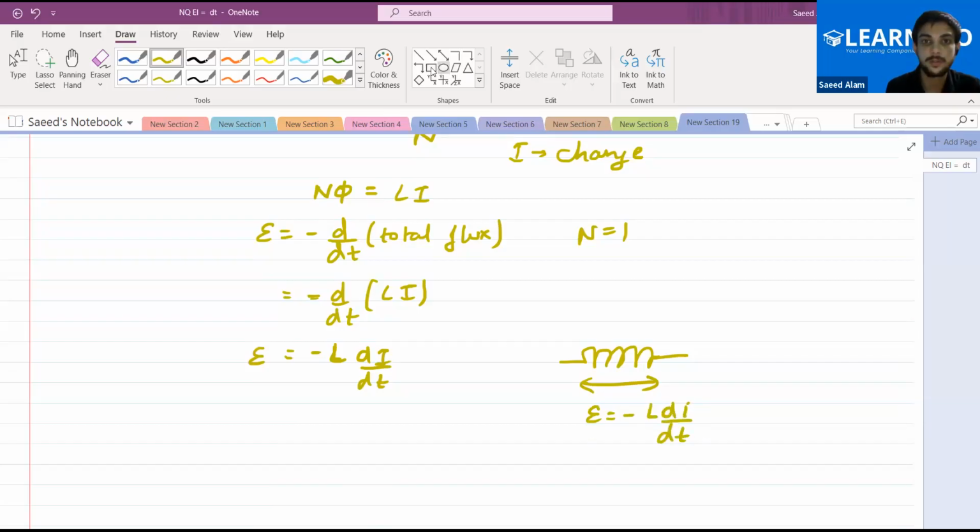Is this clear to both of you? Yes, sir. This is the expression of the EMF, and that's it. Let's keep it till here only.